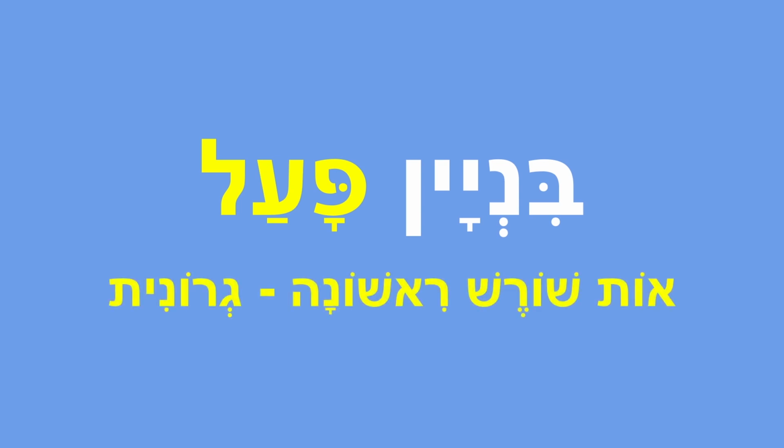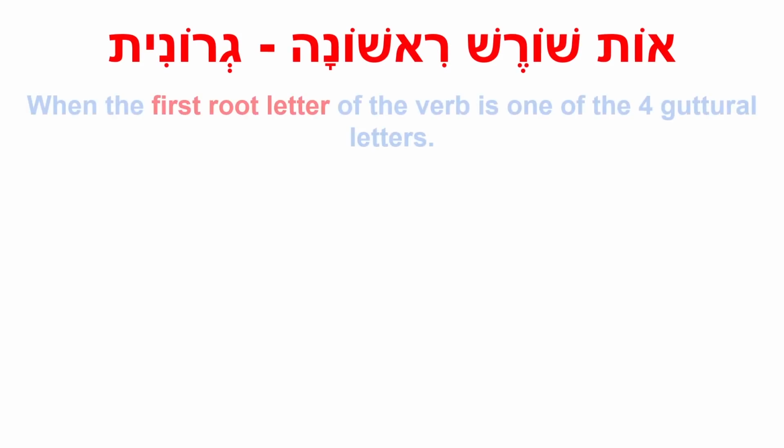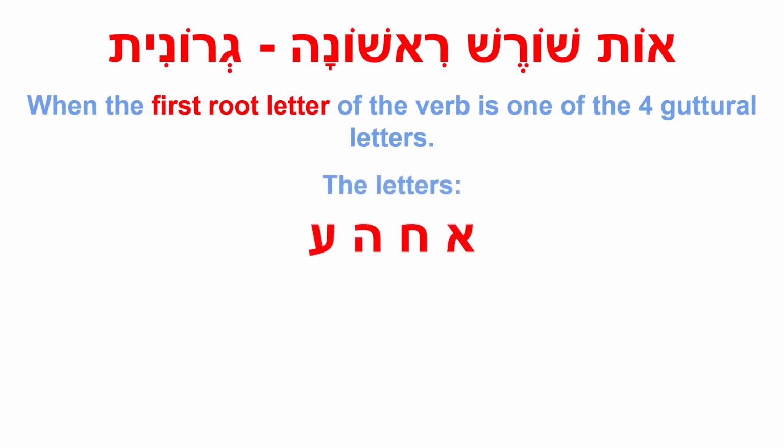We're continuing learning Binyan Paal. We learned regular Paal verbs, and in this section we're going to learn about Ot Shoresh Rishona Gronit. First root letter is Guttural. Ot Shoresh Rishona Gronit, when the first root letter of the verb is one of the four guttural letters. And I remind you the letters Aleph, Chet, Hey, and Ein.